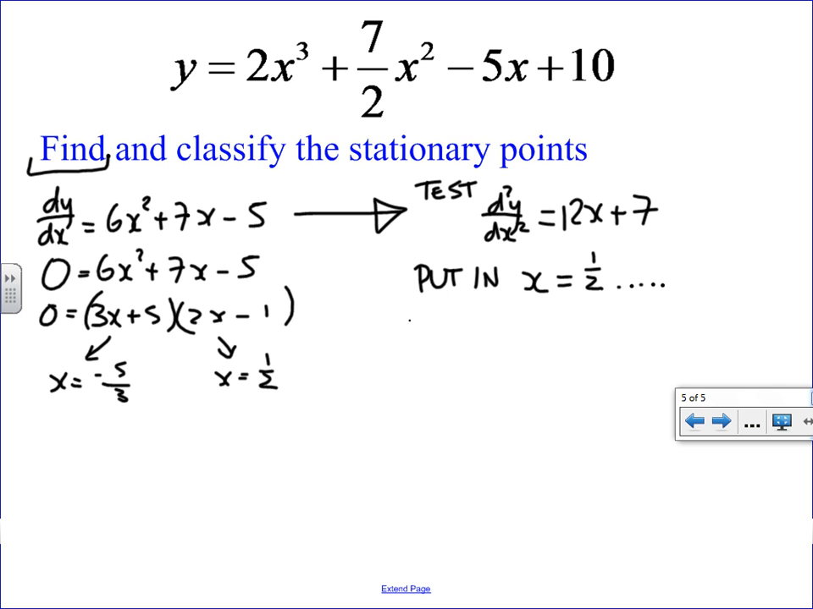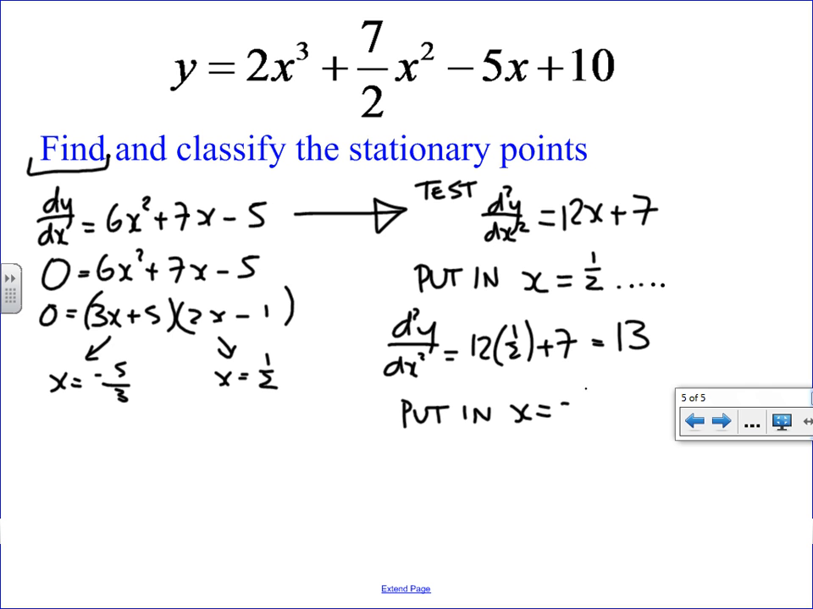So the test function says, six add 7? 13. Now the question is, what's that 13 mean? Is that a minimum or a maximum? What happens when we put in x is the other one, minus 5 over 3. So the response we get from the test is minus 20 plus 7. Minus 13. Oh, 13 and minus 13. I think that's just a coincidence that they're the same. But the question is, how do we interpret this answer?